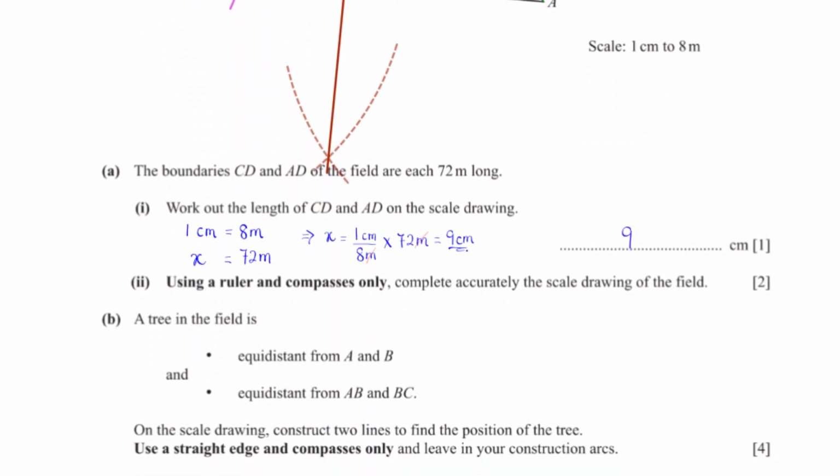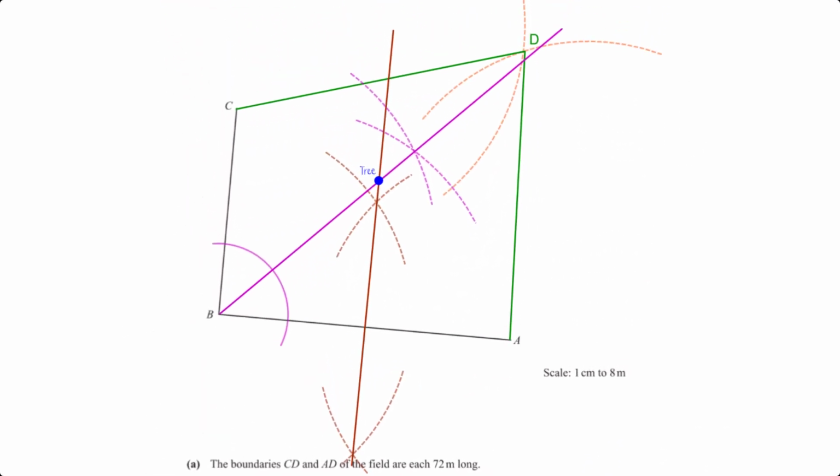A tree in the field is equidistant from A and B and equidistant from AB and BC. On the scale drawing, construct two lines to find the position of the tree. Use a straight edge and compasses only, and leave in your construction arcs. If the tree is equidistant from A and B, then we need to draw the perpendicular bisector of AB. So using a compass, we stand at point A, then we open up the compass to a width that is more than half the length of AB.